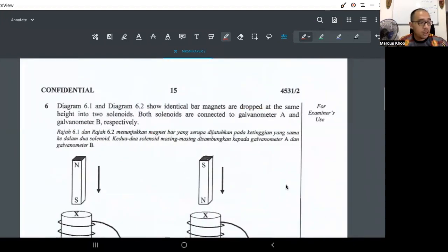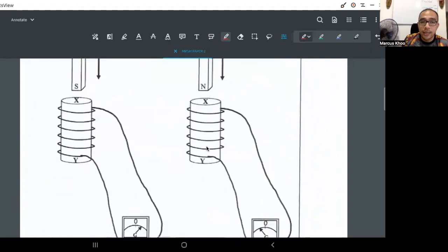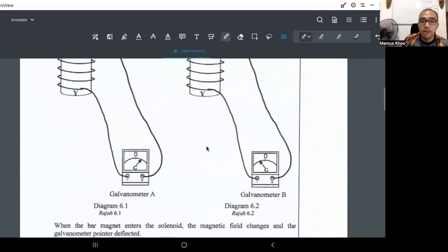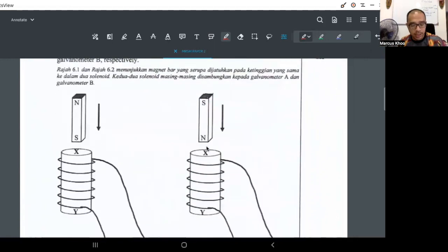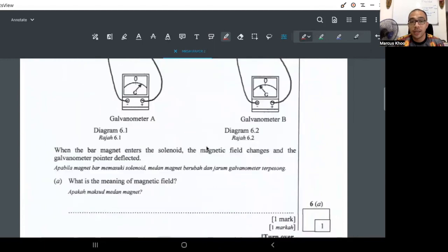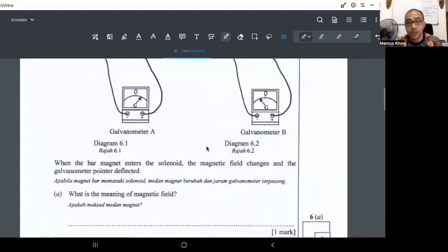Now this is a pretty special question. Maybe it's a good thing that we discuss this MRSM paper because this comparison question is a very interesting question. So anyway, this is the height thing. The number of coils are the same. Take a look at this. What you need to notice is that the direction of the magnet poles are different.